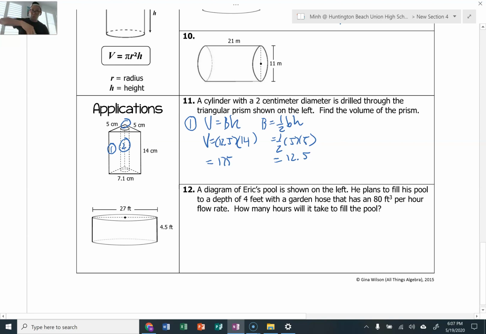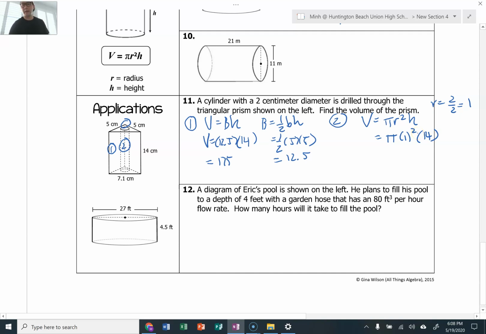But remember, we're removing a cylinder directly from the middle of the triangular prism. So the very first part we're going to do to find the cylinder is we know that the volume is going to be pi r squared times the height. And they said the radius is needed for the formula, but they give you a diameter of 2. So if my diameter is 2, to find my radius, I take that number divided by 2, so 2 divided by 2, my radius is going to be 1, so that's going to be pi times 1 squared times, well, what's the height? Well, the height of the prism was 14, therefore that cylinder that's drilled directly in the middle is also going to be 14.